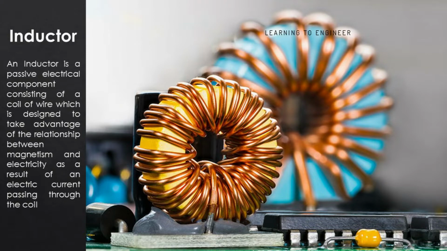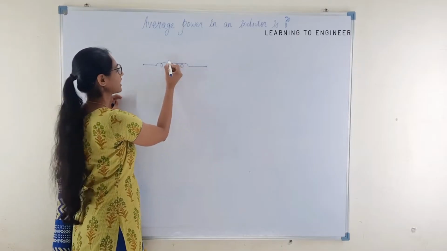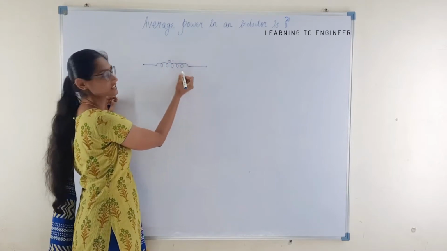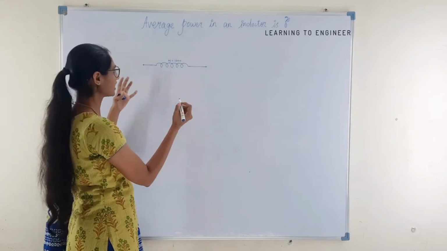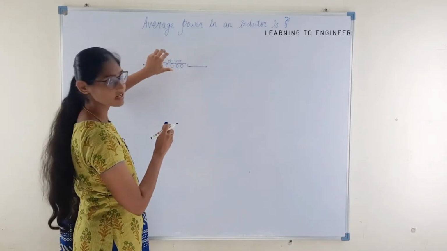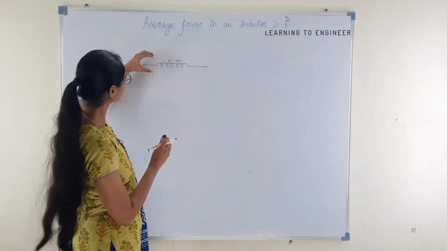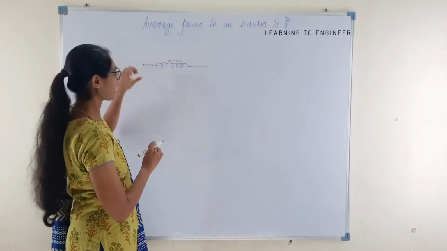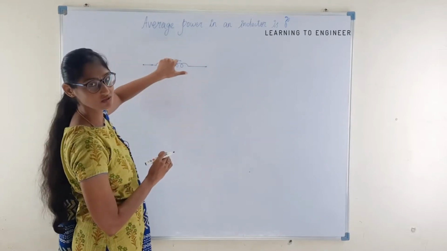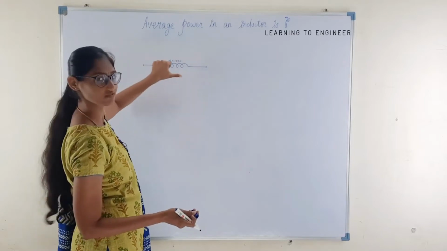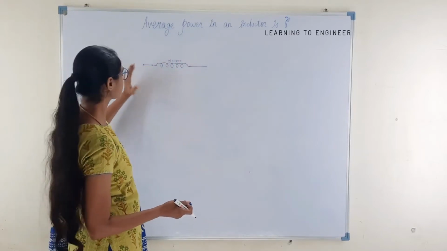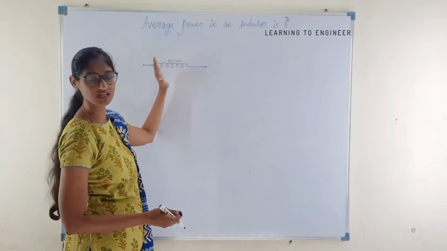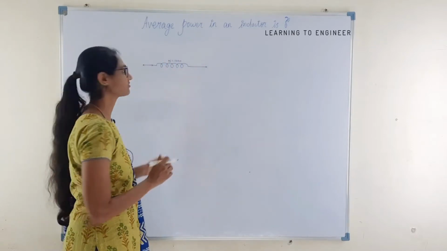The inductor is just one long wire which is wound in the form of coils, and it will have a lot of turns inside it, around 1000 or 2000 turns, such that the magnetic effect produces a magnetic field along the conductor. According to the clock screw rule, if this is the direction of the current, the magnetic field will be in this direction. So, an inductor stores the current in the form of a magnetic field.